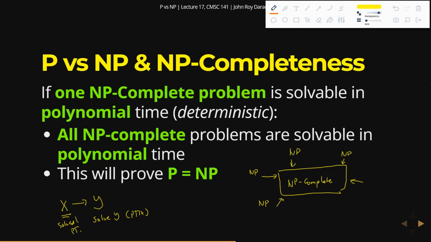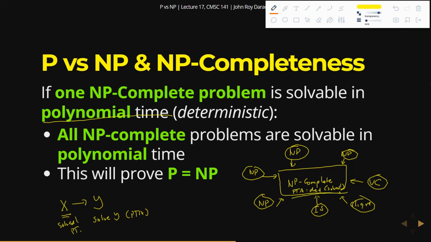Okay, and let's add more, like the VC, IS, and clique. So if you find a polynomial time algorithm in a deterministic computer, that is deterministic, and this is solved, then this means that this, and all NP problems can be solved in polynomial time as well in a deterministic computer. Okay, and that means that P is equal to NP, because now all NP problems can be solved in polynomial time.